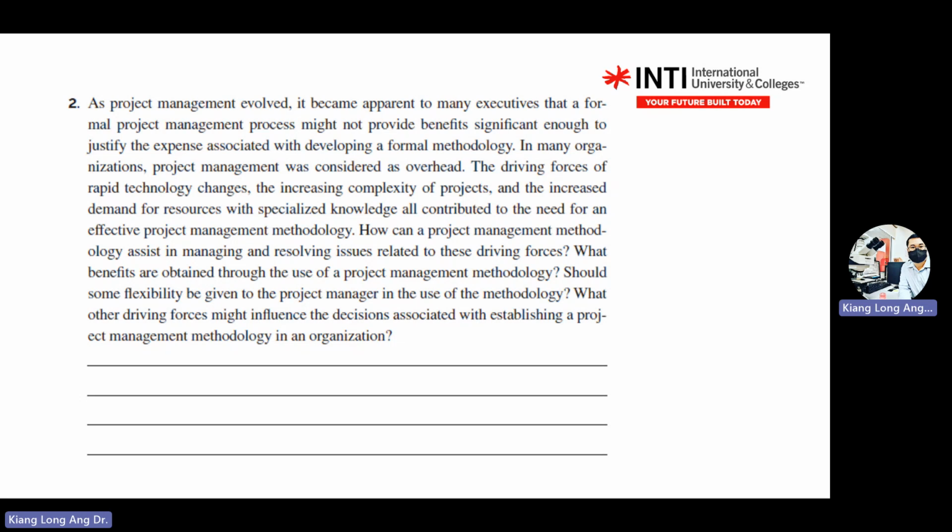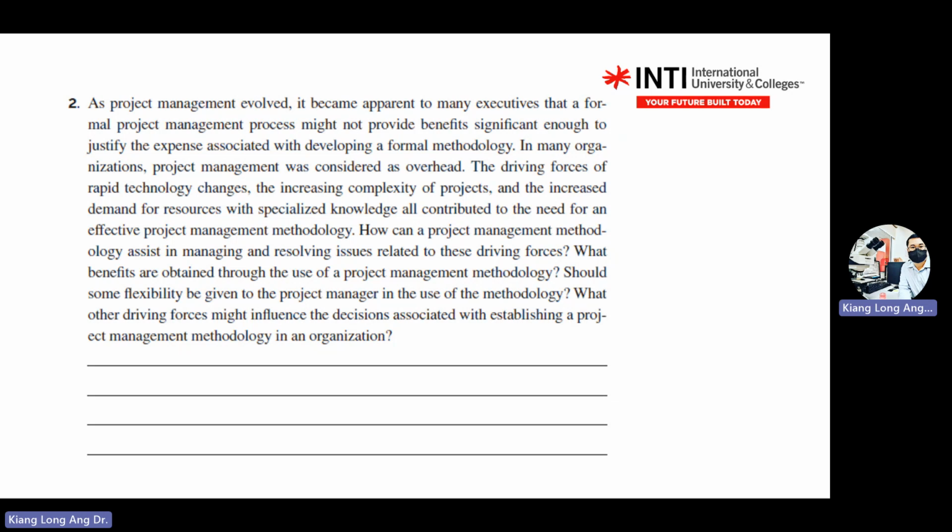Then the second one, what benefits are obtained through the use of it? This one is the same thing. Because you prioritize, you have effective utilization of resources. So the benefit is utilization of resources, and also effective management of changes. You deal with changes, so you're able to handle the changes.